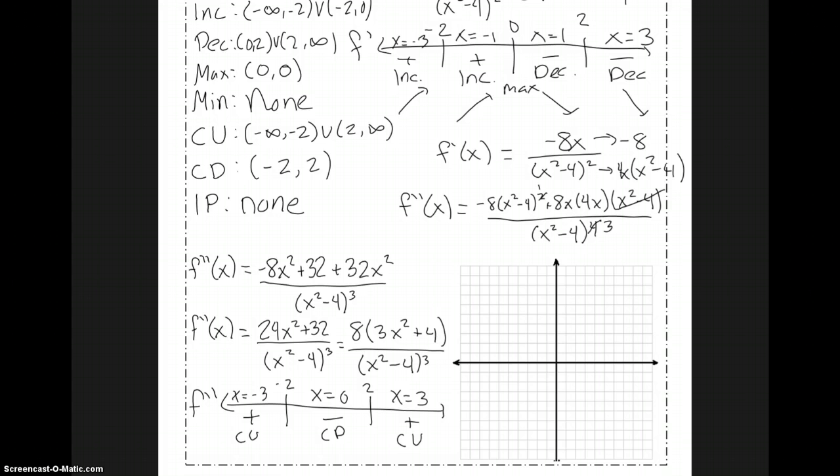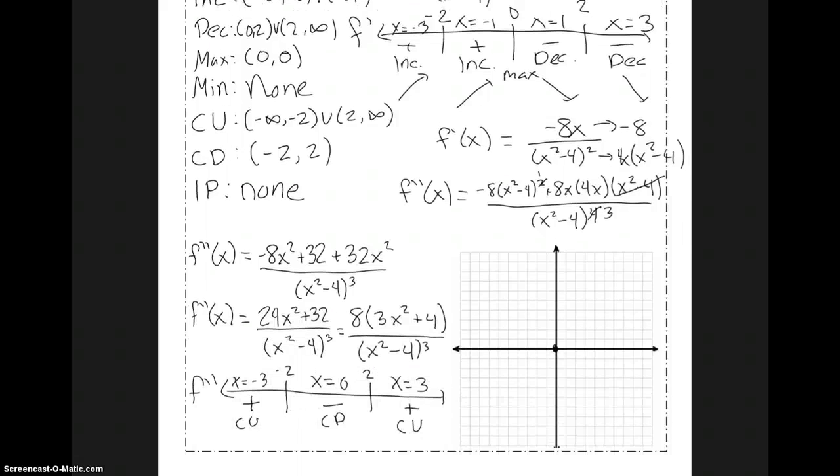Okay, let's graph our points. We had y-intercept and actually x-intercept was at 0, 0. Those were the only intercepts we had. We had a max at 0, 0 and no mins. And we don't have any inflection points. So let's sketch in our vertical asymptotes, one at negative 2, one at positive 2, and we had a horizontal asymptote at y equals 1. So in the long run, it will level out at y equals 1.